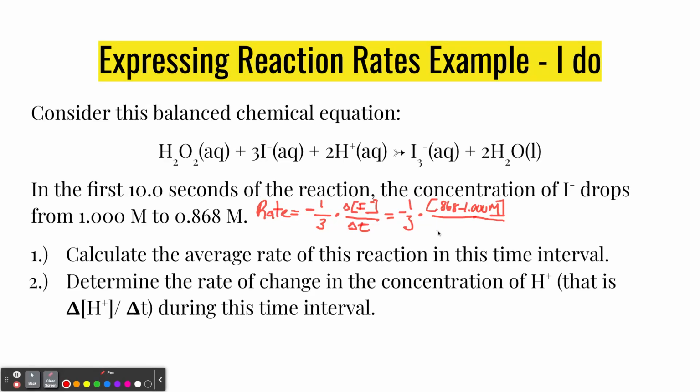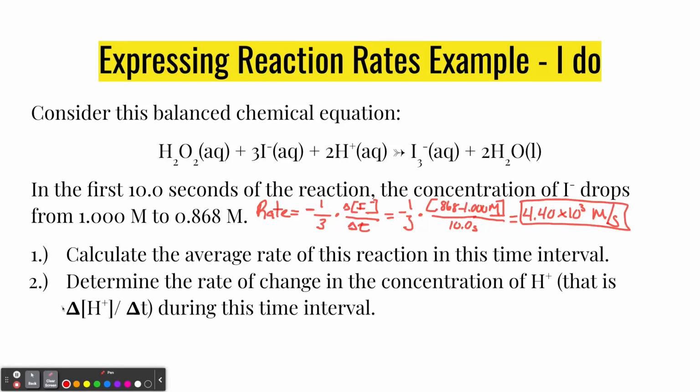Well, they gave us the change in time. It's simply 10 seconds, because it started at time 0. So 10 minus 0 is just 10. And we're going to get 4.40 times 10 to the third molar per second. That is the average rate of this particular reaction.